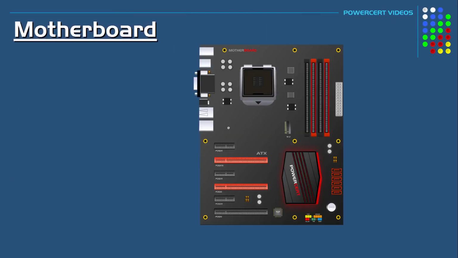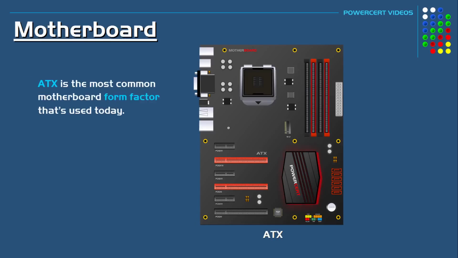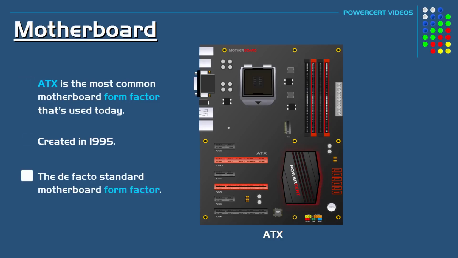Now, motherboards come in different shapes and sizes, and this is known as a form factor. The most common motherboard form factor that's used in PCs today is ATX. ATX stands for Advanced Technology Extended. It was created in 1995 and is now the de facto standard form factor for PCs today. A full-size ATX motherboard is 12 by 9.6 inches.